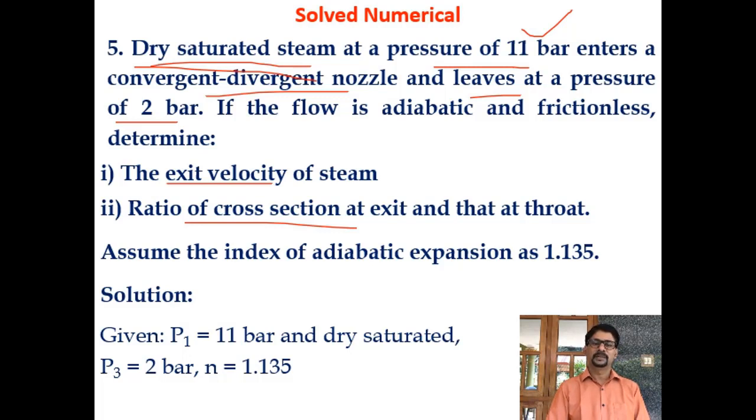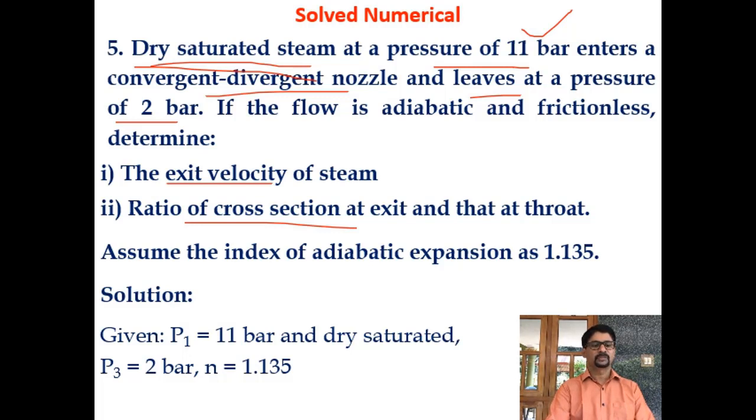Flow is adiabatic and frictionless, so isentropic. Adiabatic and frictionless is nothing but a reversible adiabatic process. So you are supposed to find out the exit velocity of steam and also the ratio of cross section at exit and that at throat. Okay, let us solve this.